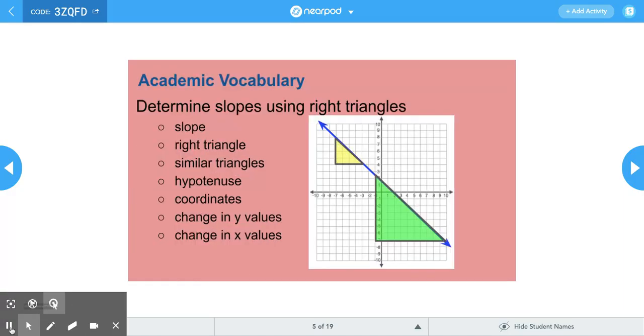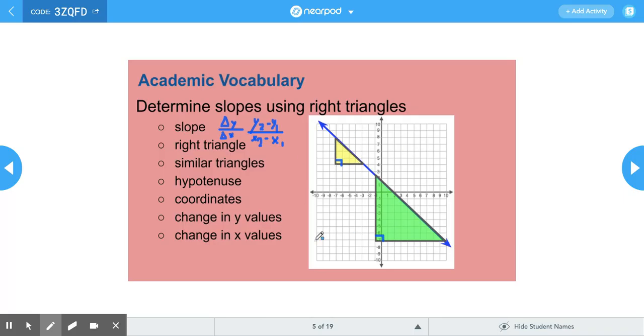Some academic vocabulary words to go over before we get into today's lesson: slope, which is our change of y over our change of x, or we can use the equation y2 minus y1 over x2 minus x1. In this case, we are comparing right triangles. So right triangles are triangles with a 90-degree angle. Similar triangles are triangles that are the same shape, but not the same size.